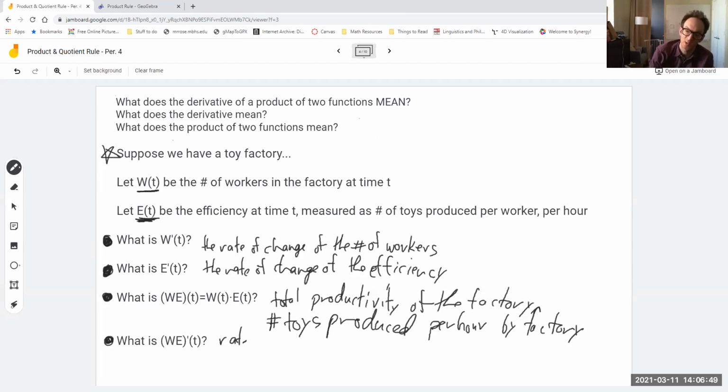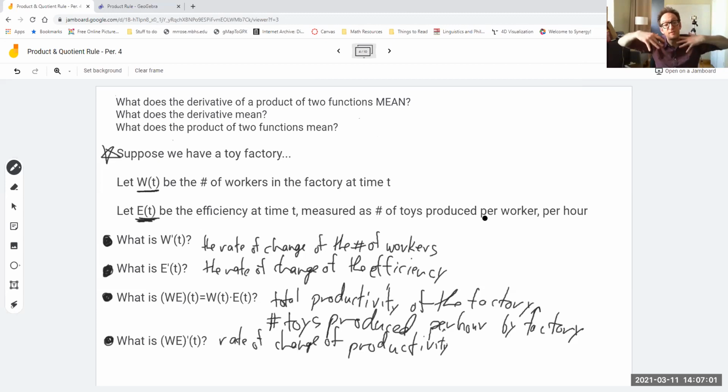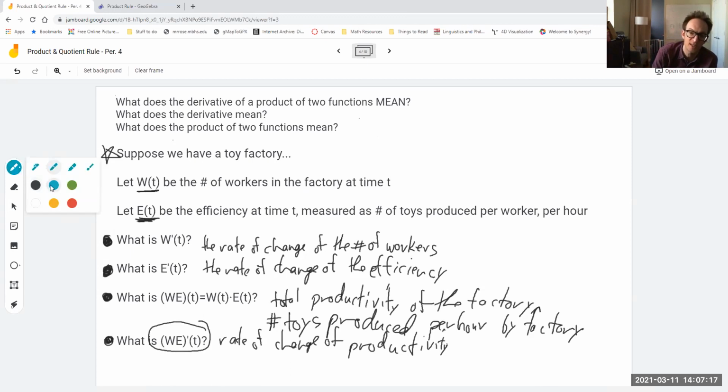All right, well, it's just the rate of change of the productivity, right? So it's the rate of change of the productivity of the entire factory. So it's measuring at any given time whether the factory is producing more toys per hour at that moment or fewer toys per hour. Okay. All right. So now I want to ask intuitively, what should this depend on? What quantities already present in this problem should we expect to appear in an analysis of this derivative?